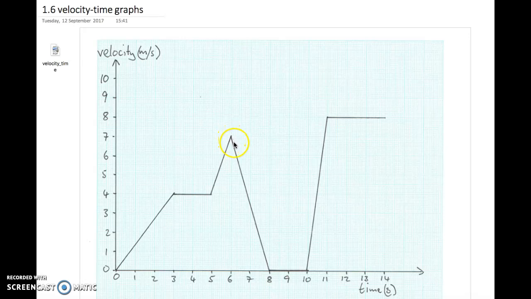And then the velocity comes down steeply, all the way down to 0, over the next 2 seconds. And it's basically at rest, so velocity is 0 for the next 2 seconds, and then we see a very steep increase, so rapid acceleration up to 8 meters per second in a second, and then it stays constant for the next 3 seconds at 8 meters per second.